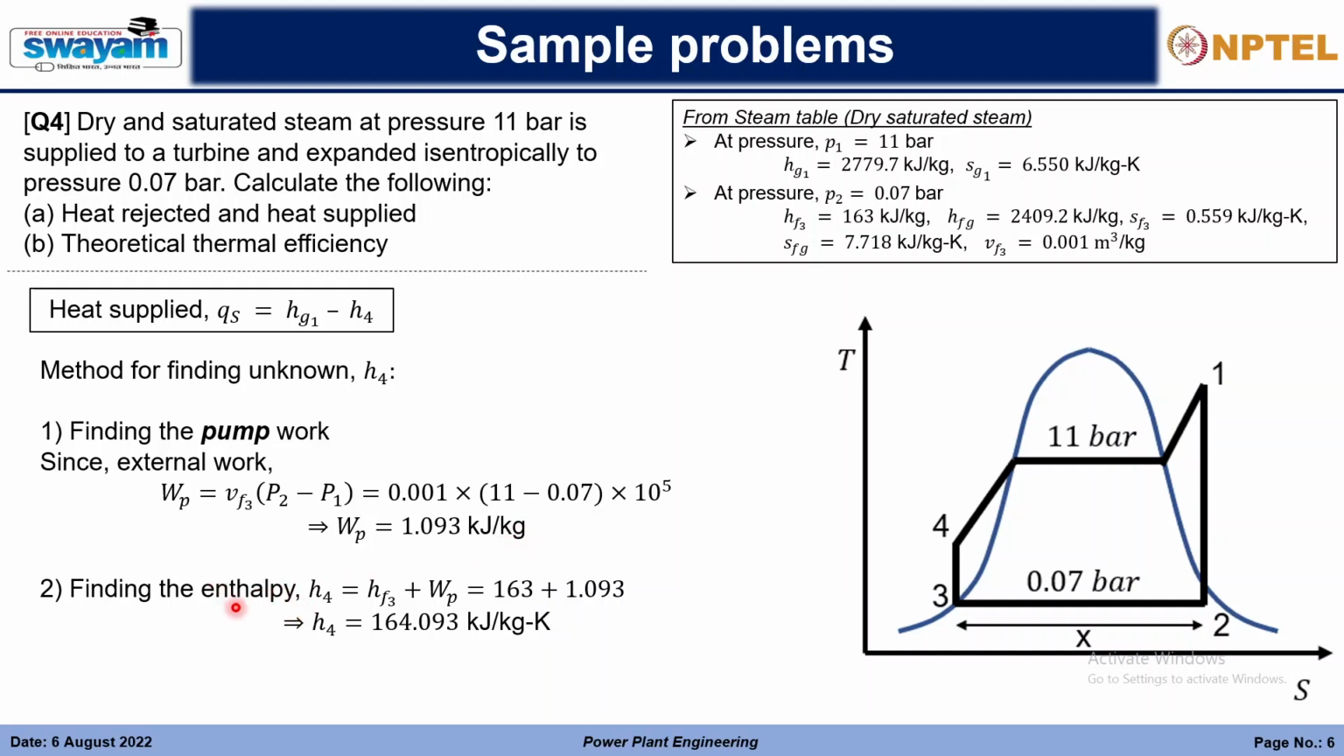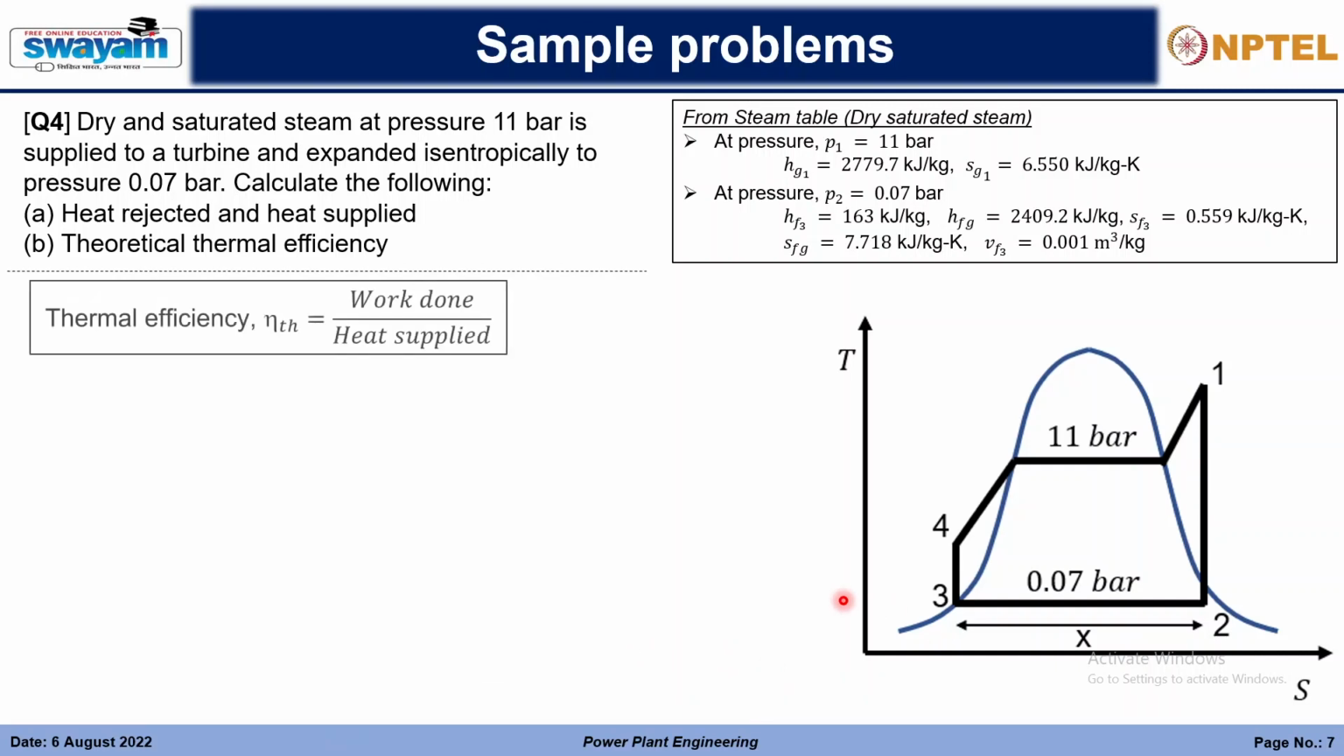Then we will find the enthalpy using the value of pump work. So that will be hf3 plus wp. Here we have externally provided some work, and hence the enthalpy of the feed water is increased to state 4. So that will be hf3 plus wp, and this is the value. Using this, we'll finally get the value of heat supplied, that is hg1 minus h4. So accordingly we will get this particular value.